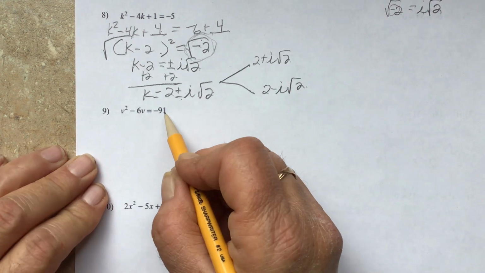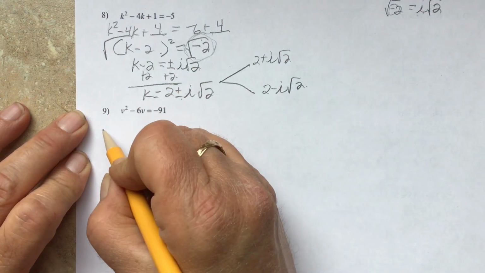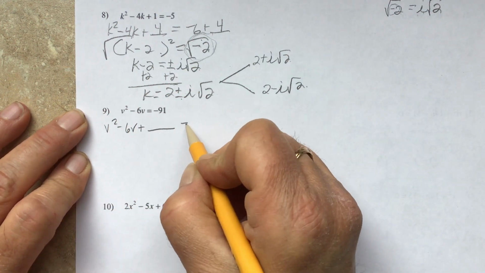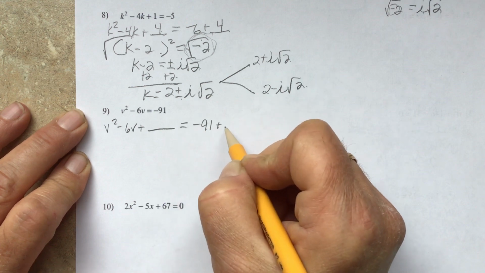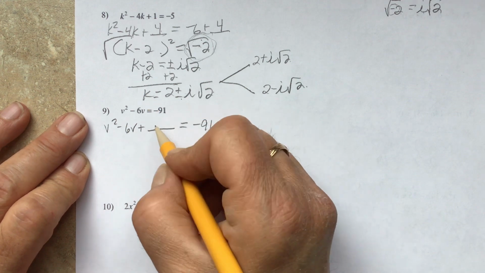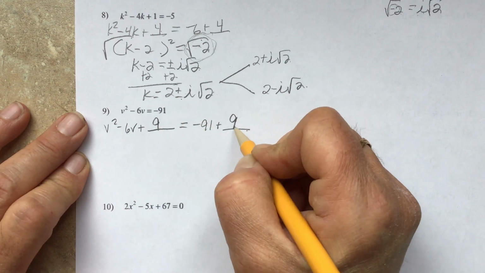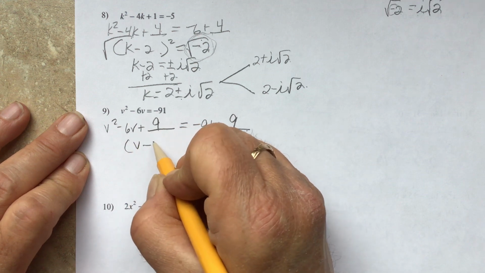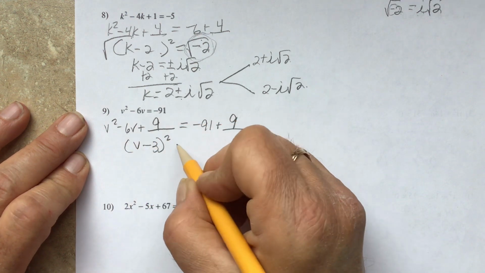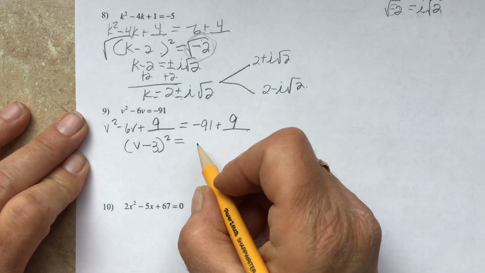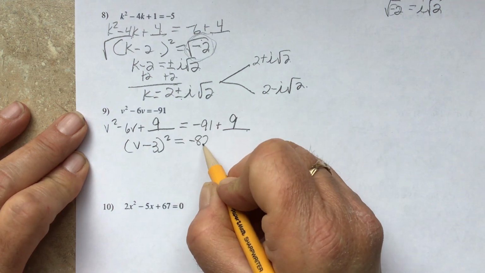Okay, constant is already on the right. So I have v² − 6v + something = −91 + something. All right, half of b and square it is going to be 9, add 9 to both sides. Okay, expresses a binomial squared. So (v − 3)² = −91 + 9, which is going to give me −82.